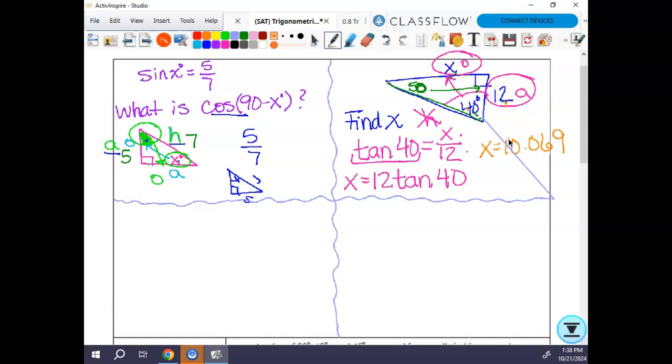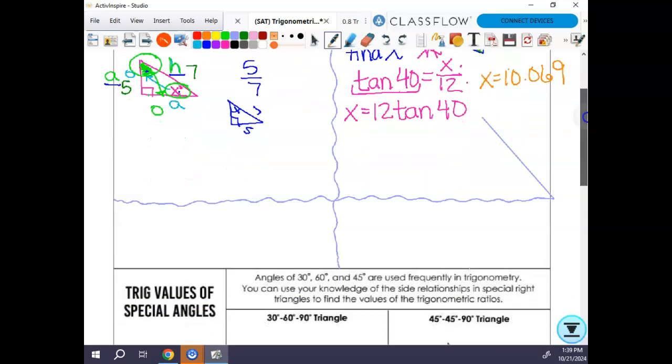Any questions at this point? So we're not 100% done with trig, but we're going to shift gears for a little bit just because of the way that these are laid out. We're going to come back.